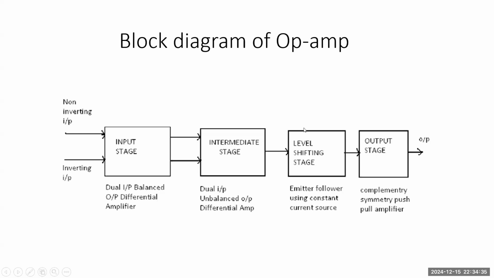Coming to the block diagram of operational amplifier, which consists of four different blocks. The first block is the dual input balanced output differential amplifier. The second block is the dual input unbalanced output differential amplifier. The third block is the level shifter stage, and the fourth block is the complementary symmetry push-pull amplifier.